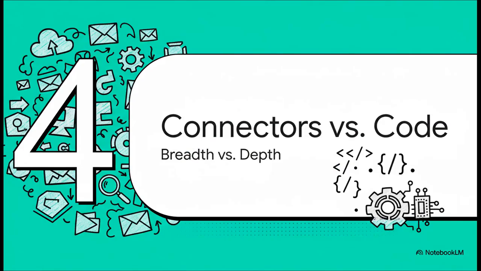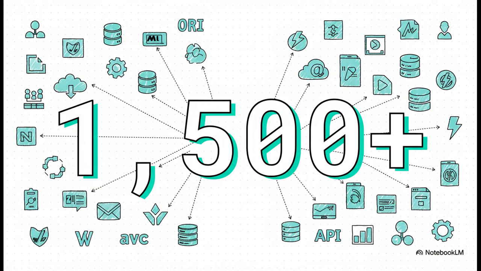Time for round three, and this is a big one, connectors versus code. I mean, an automation tool is only as good as the other apps it can talk to, right? So this is a battle between having a ton of pre-built options and having the raw power of custom code. First up, Make comes out swinging with a jaw-dropping library of over 1,500 pre-built, ready-to-go connectors. We're talking all the popular services you can imagine. It's a seriously impressive number.